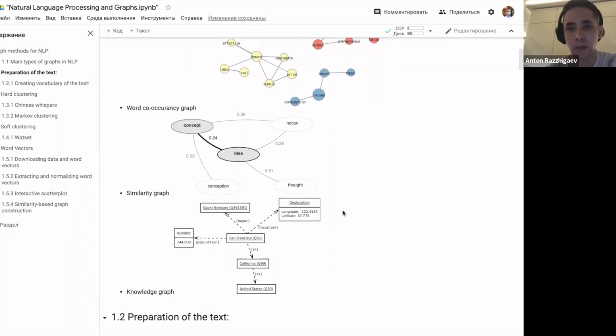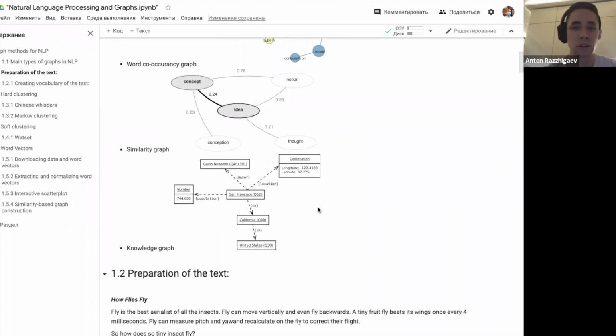the similarity graph. The nodes of this graph are words from the vocabulary, and the edges are similarity between these words. So we need some vector space or word embedding space to represent this graph. For example, word2vec or GloVe or BERT contextualized embeddings can be used to construct this graph.